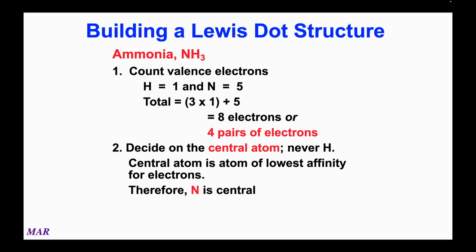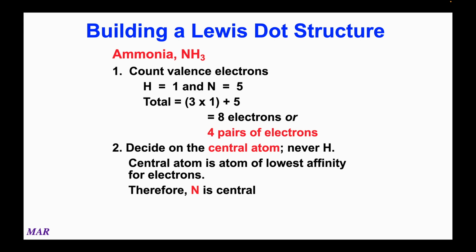The central atom is always the atom which has the lowest interest, if you will, in electrons. And again, nitrogen's not a fair example here. But if you have a choice, you want the one which is less into electrons. We'll talk about this more later. But anyway, because it's usually the central atom, it's going to be the nitrogen here.